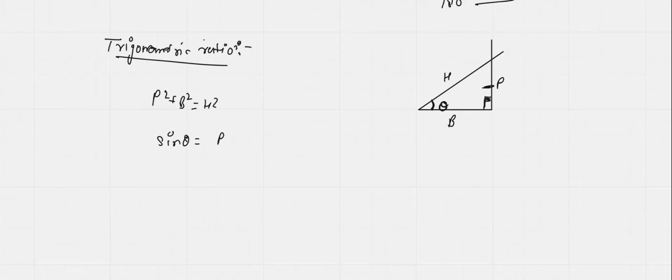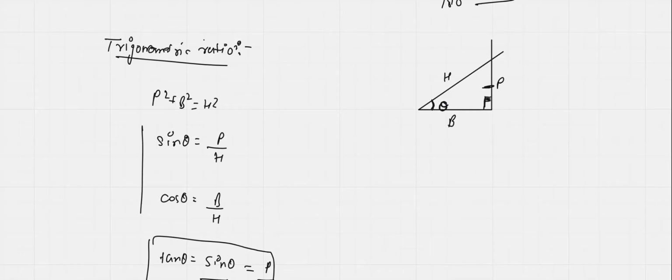Hypotenuse. Yeah, that's what I understood. Here cos theta will result in base upon hypotenuse, and tan is basically the ratio of sine theta by cos theta. And that results as what? P by h, P by b. These three are the main ratios.